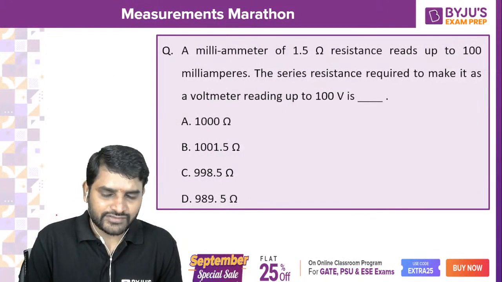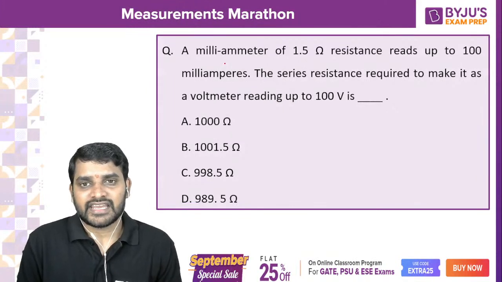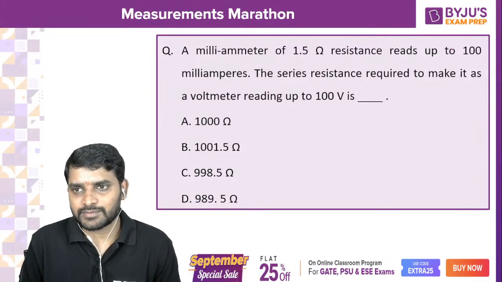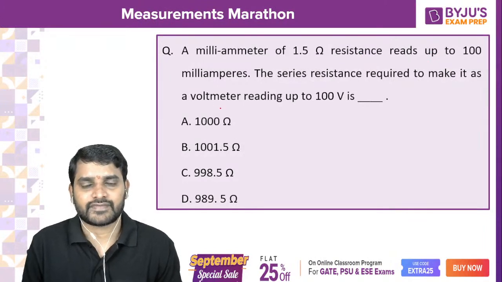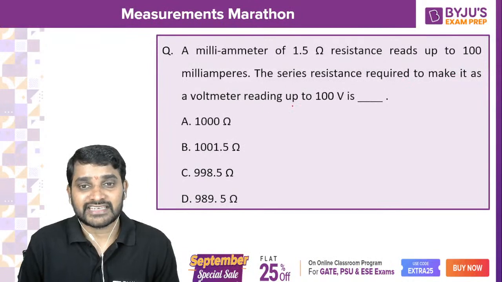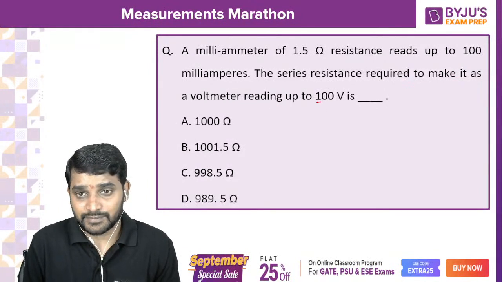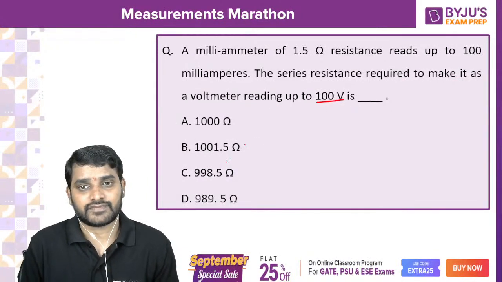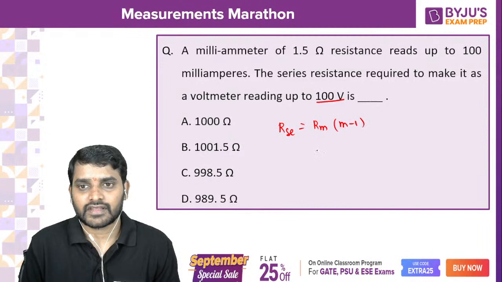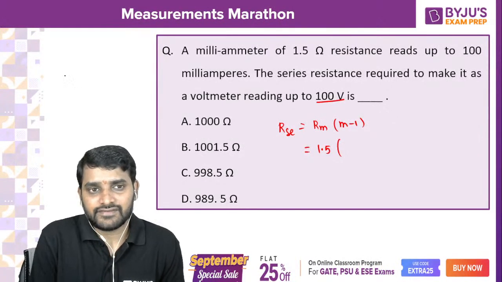Now can you answer this question? A milliammeter of 1.5 ohms resistance reads up to 100 milliamperes. The series resistance required to make it a voltmeter reading up to 100 volts. So he's asking Rsc, which is Rm into (m minus 1). Rm I have got as 1.5. M, I have to calculate.